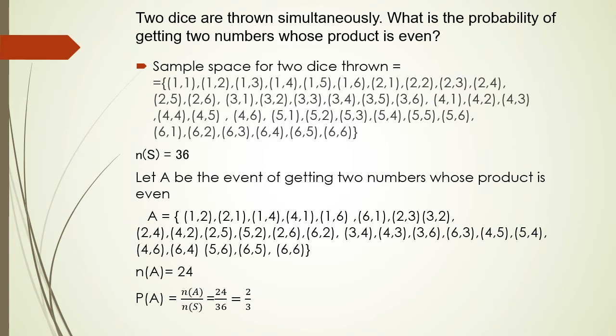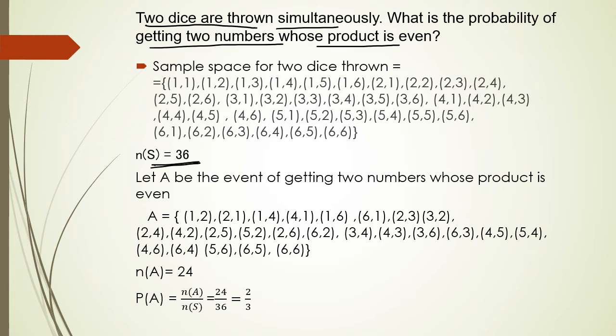Now, for the next example, again, we have the same experiment that two dice are thrown simultaneously. What is the probability of getting two numbers whose product is even? Alright, same sample space for two dice thrown. So here also, the total number of sample points would be 36.